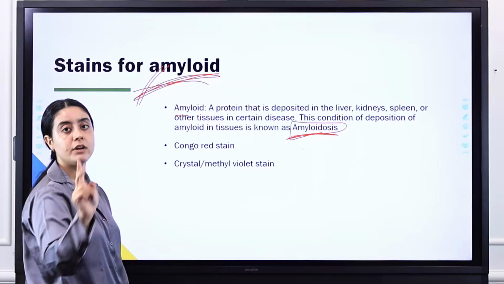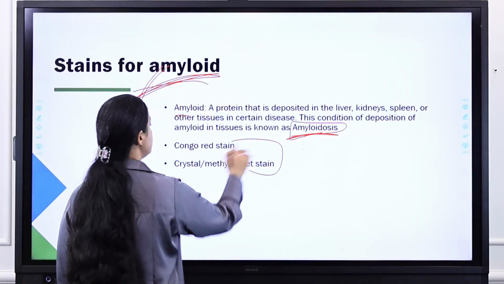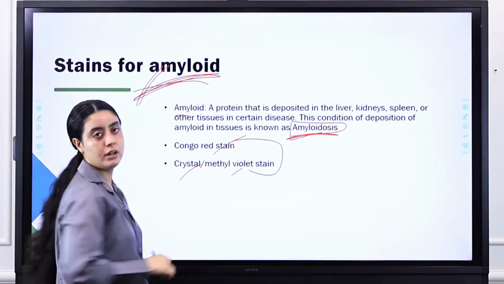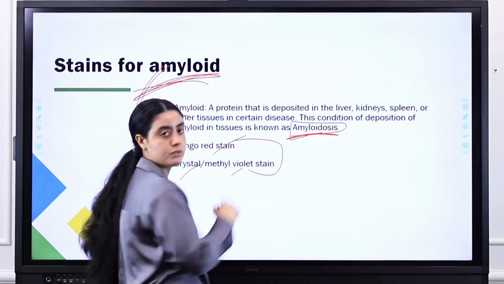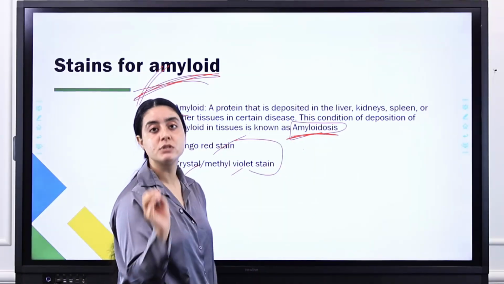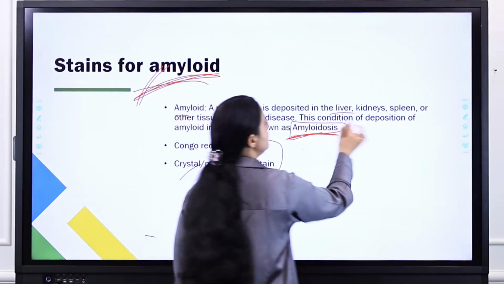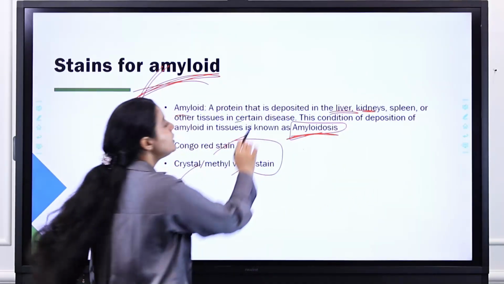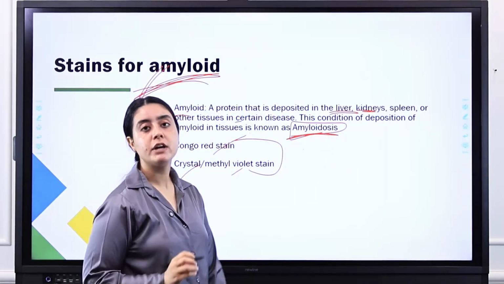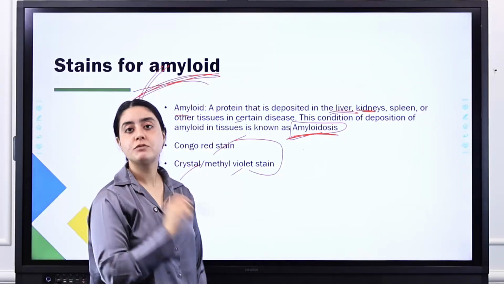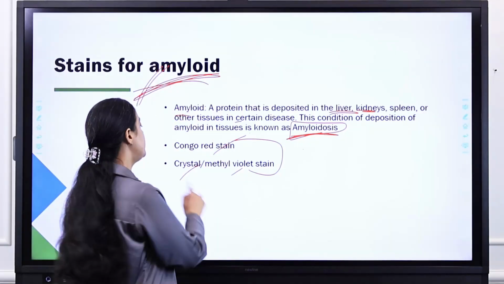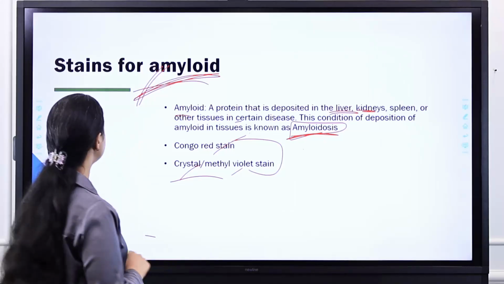Here we have two stains, Congo red stain and crystal and methyl violet stain. To diagnose the condition amyloidosis, because it is a protein which is sometimes deposited in our organs like liver, kidney, spleen and other tissues also, we have to use amyloid stains. So we have two types of amyloid stains, Congo red and crystal methyl violet.